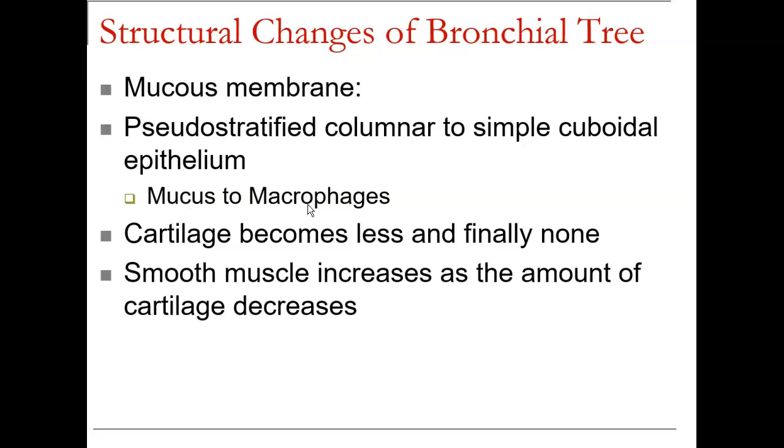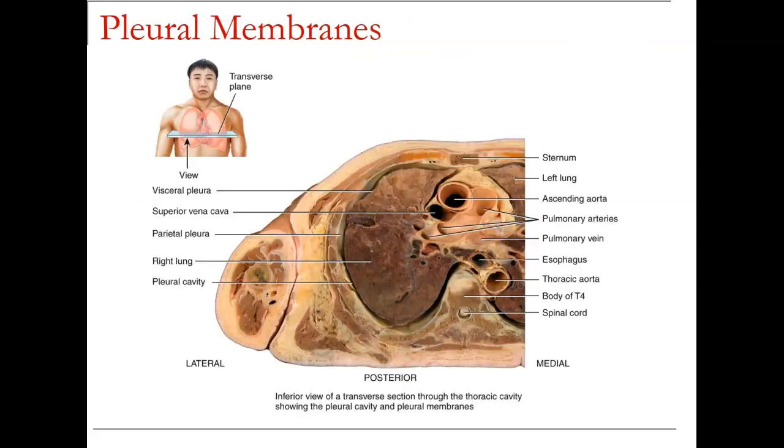Instead, we use macrophages that creep around down there and phagocytize things. The cartilage rings become less and less until finally they disappear, and in their place there's more smooth muscle, and you can actually constrict and dilate your bronchioles. So that's the bronchial tree.